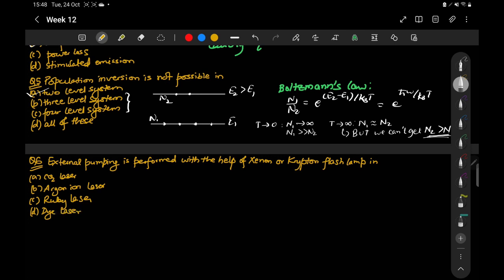So very factual question. We are asked in which particular laser do we use xenon or krypton flash lamps for pumping. So please take about a minute to answer.